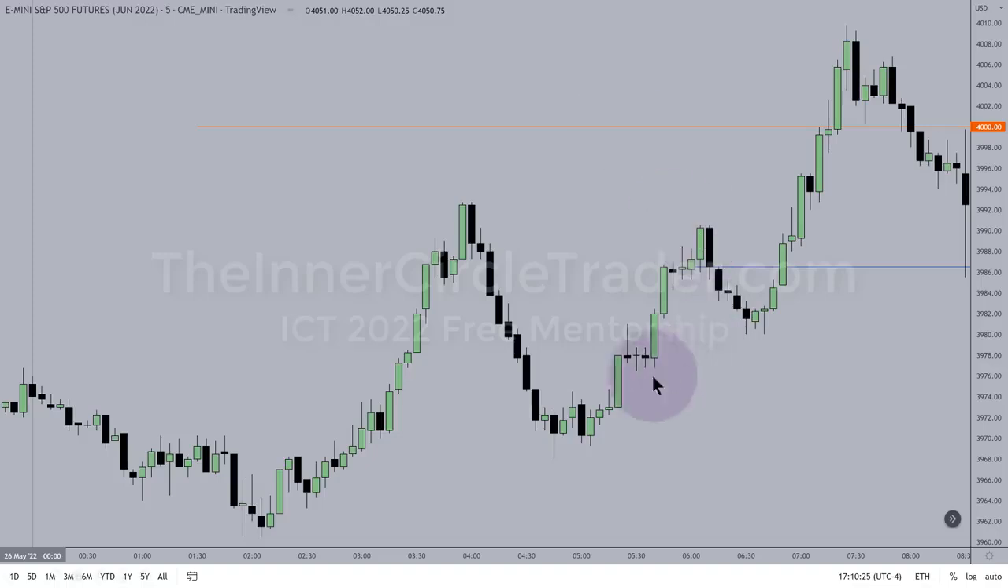All right, so this dealing range here, I measured the low to the high. 50% is equilibrium. I'm going to see it drop down into discount. This small little area down here, fair value gap. We want to look at that on the lower time frame.